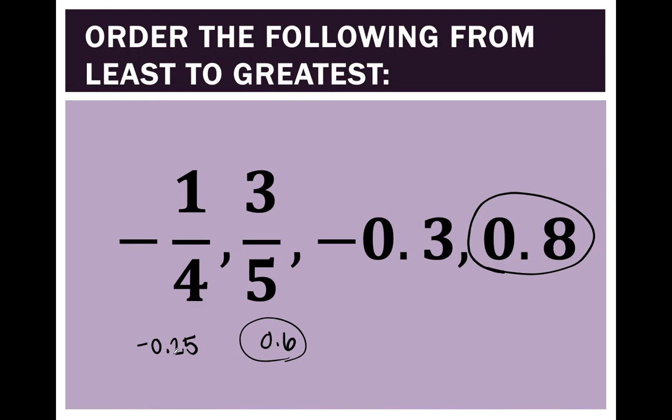So we have to decide which comes first, which is smaller, -0.25 or -0.3. So let's take a look here. There's a 2 in the tenths place here and a 3 in the tenths place here. Again, typically 2 is less than 3, but since these are negatives, it's the opposite. So -0.25 is actually bigger than -0.3, which means -0.3 is our smallest. So this is going to go first. Our -0.25 is going to go second. And then 0.6 is less than 0.8, so that comes third. And then lastly, 0.8 comes last.